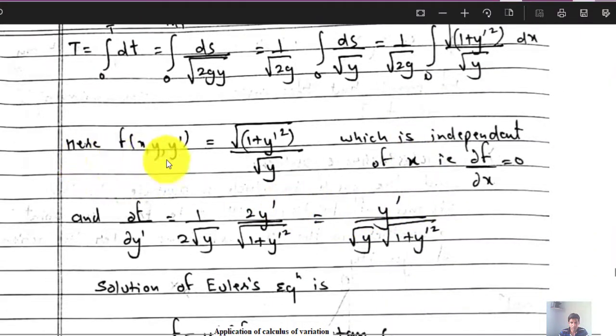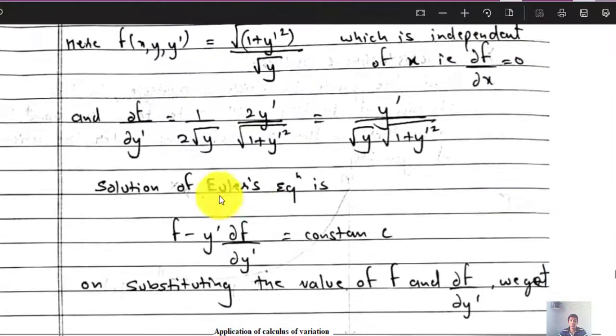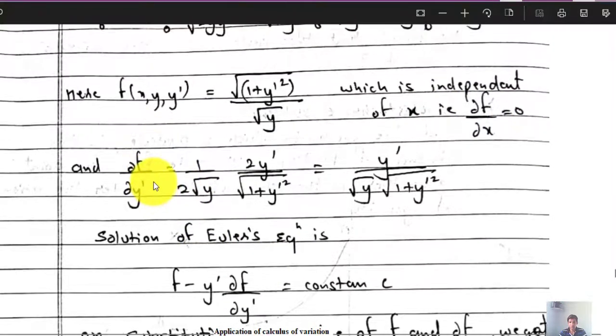Now here the given function is constant, so it is the functional, and the functional is square root of 1 plus y prime square divided by square root of y, which is independent of x, that is dou f by dou x is equal to 0. Now dou f by dou y prime is equal to this particular thing. Fine.